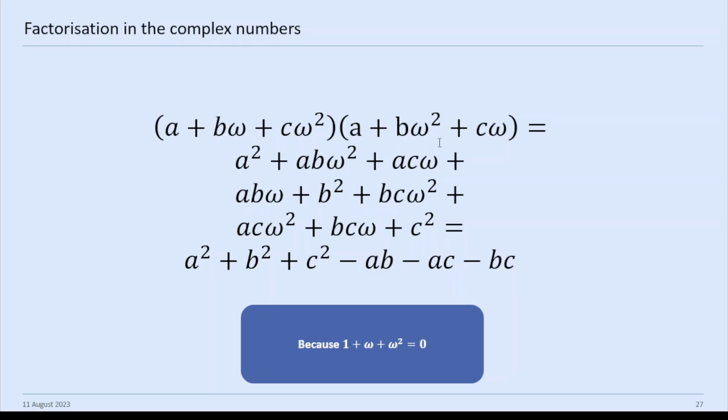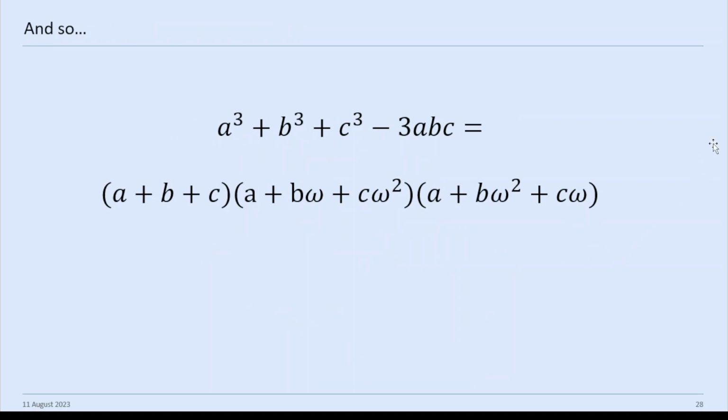So we see that these two multiplied together is A squared plus B squared plus C squared minus AB minus AC minus BC, which was one of the factors in our original real number factorization, which means that if we're going to factorize in complex numbers, A cubed plus B cubed plus C cubed minus 3ABC is A plus B plus C times A plus B omega plus C omega squared times A plus B omega squared plus C omega. Wasn't that fun and beautiful?